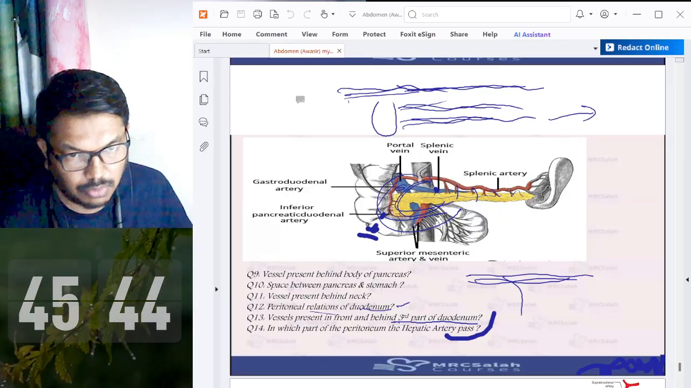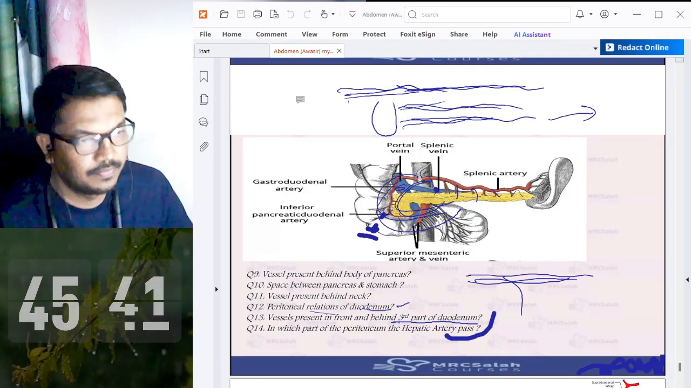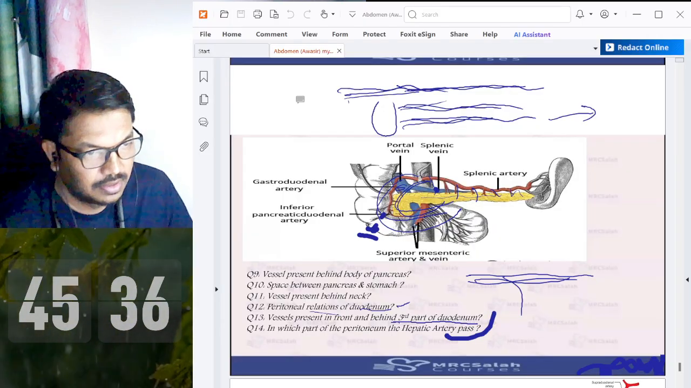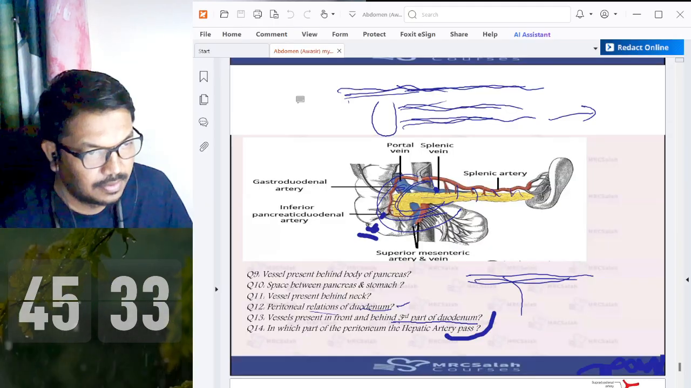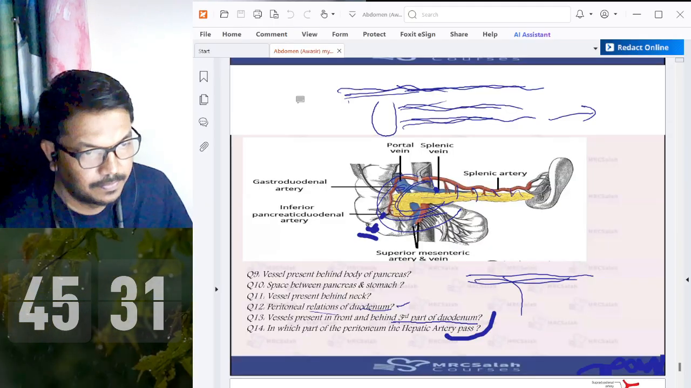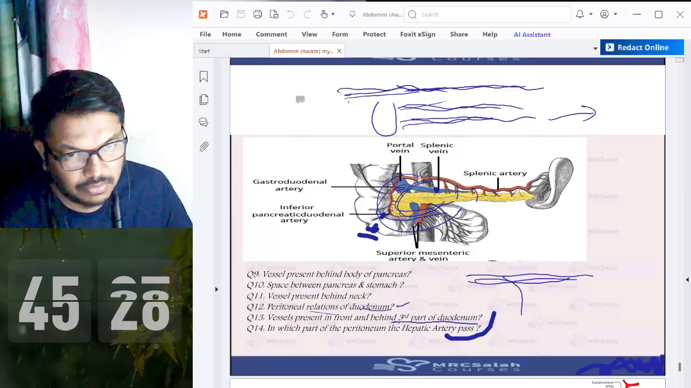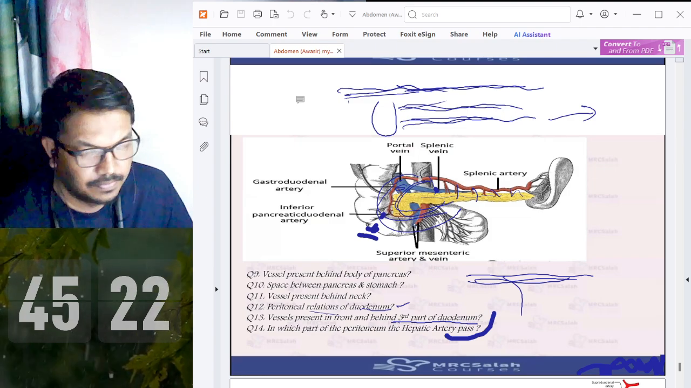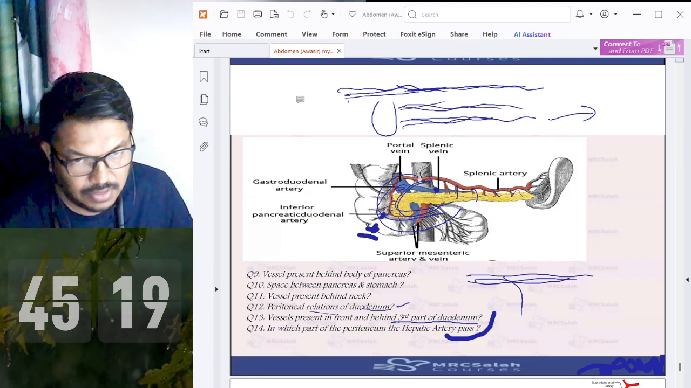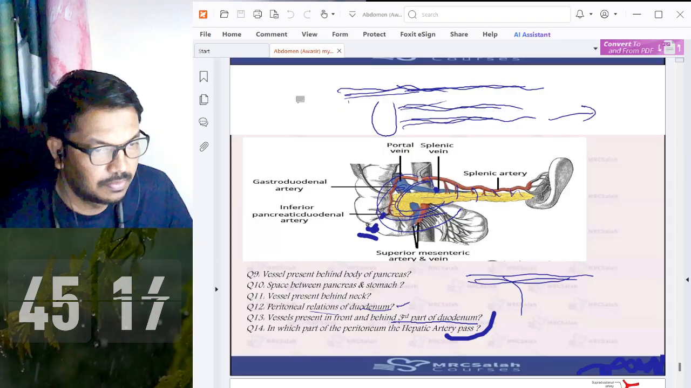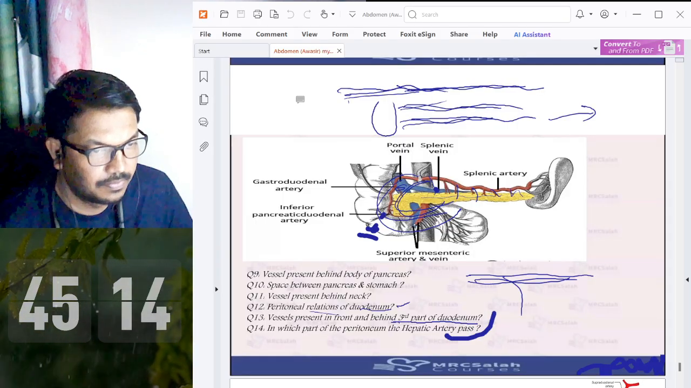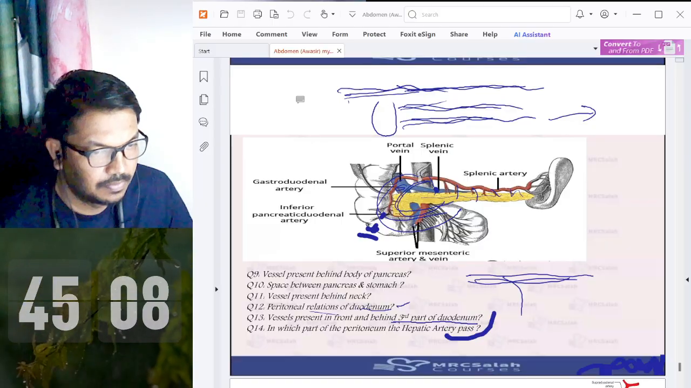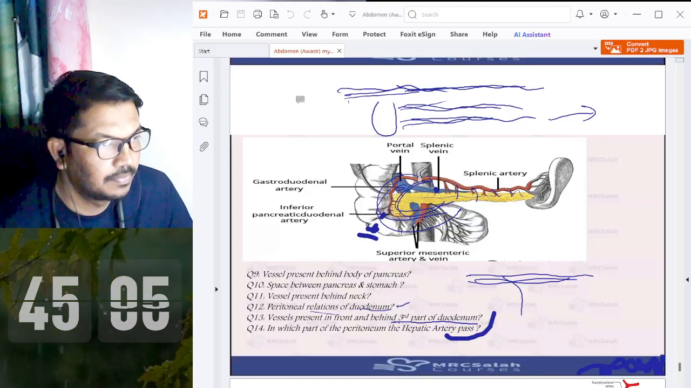Vessel present behind the body of the pancreas? Splenic vein. And the space between the pancreas and stomach? The lesser sac. Vessel present behind the neck of the pancreas? Portal vein. Vessel present in front and behind the third part of the duodenum? In front, the superior mesenteric artery and vein, and behind, the inferior vena cava, aorta, and right gonadal vein.